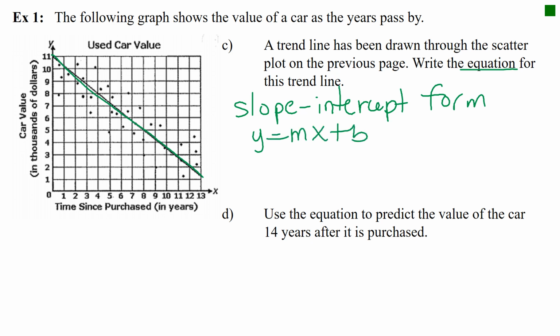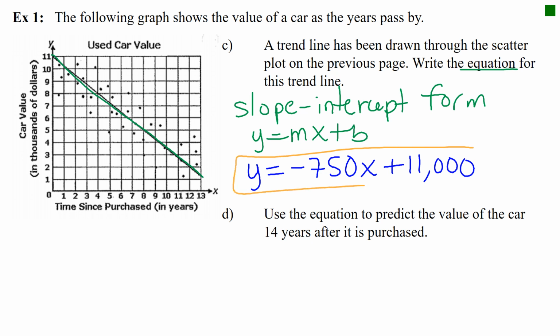Now, in order to create an equation for y equals mx plus b, you need slope m and y-intercept b. In part A, we calculated the slope, so we can go ahead and plug that in. So y equals, we found that the slope was negative 750 in part A. Keep your x. And then in part B, we calculated the y-intercept, which we found out to be 11,000. So that right there will be my equation.